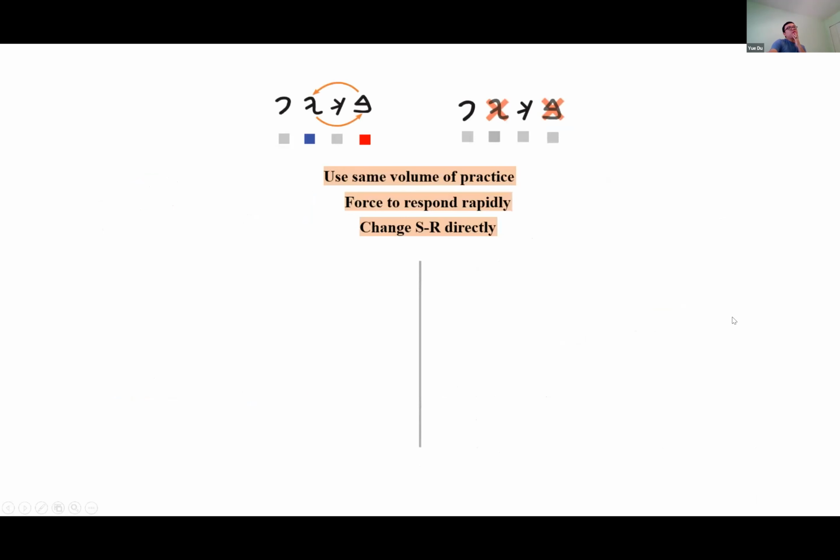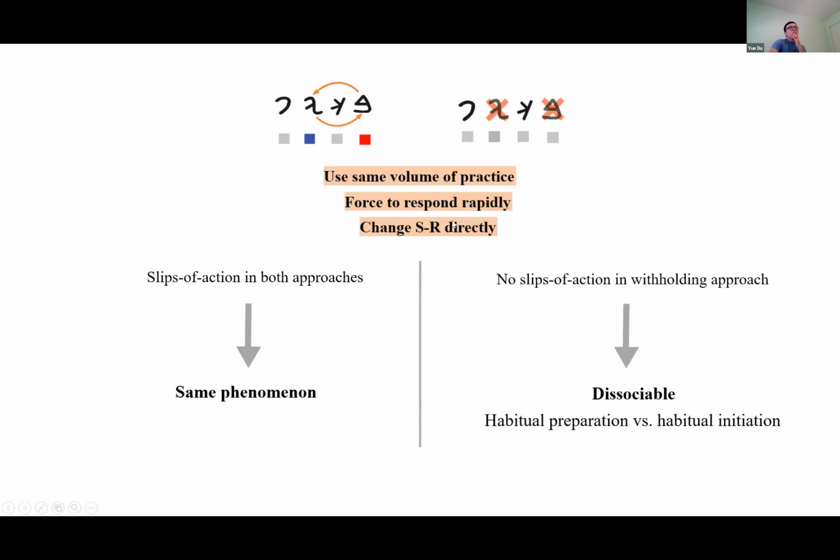To differentiate these two hypotheses, we are going to directly compare these two paradigms, using the same volume of practice, forcing people to respond rapidly, and changing the stimulus response association directly. If we observe slips of action in both approaches, it may suggest these two paradigms actually tackle the same type of slips of action. However, if we observe slips of action in the remapping condition but not the withholding approach, it might suggest that these two approaches tackle dissociable slips of action, especially habitual preparation and habitual initiation.